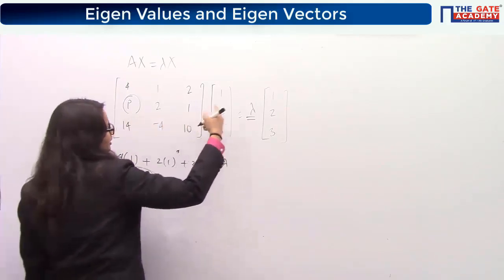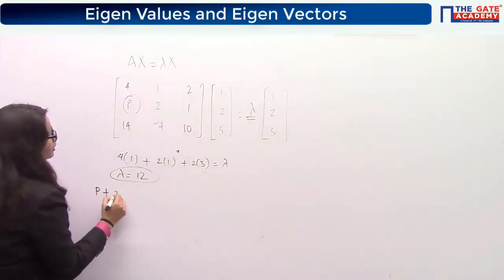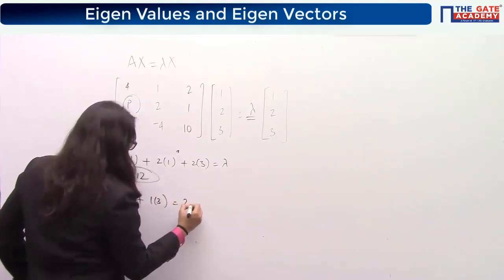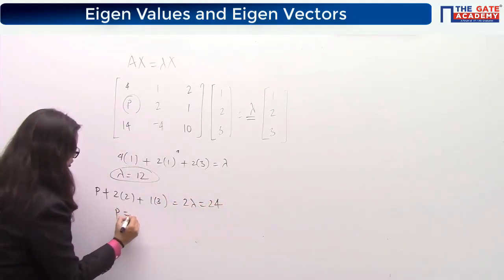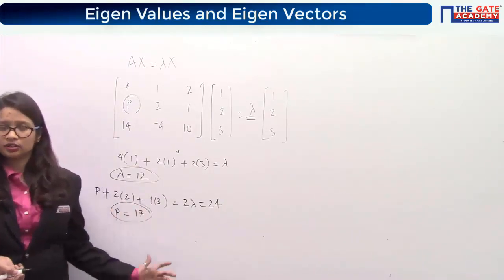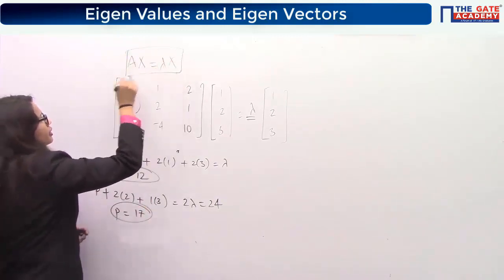Now again multiply the second row with the column to get 2 lambda. So it will be P plus 2 times 2 plus 1 times 3 equal to 2 lambda, which is 24. Solve this to get P as 17. Very easy question. Whenever a question is asked regarding eigenvector, just use this equation.